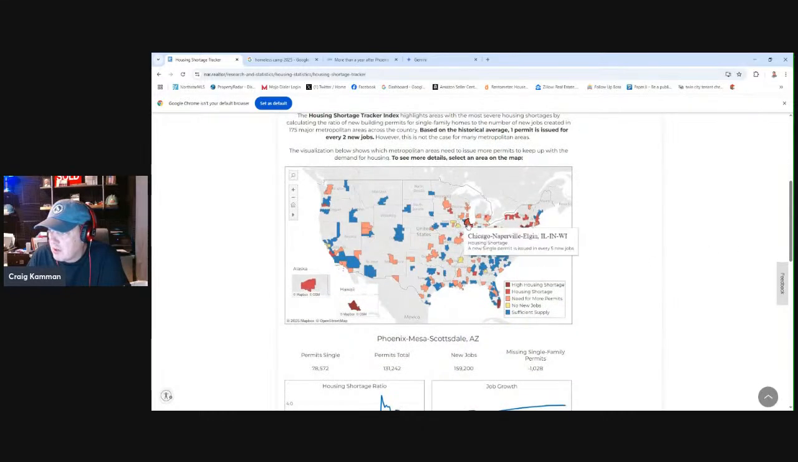You go to Chicago, a new single permit is issued for every 5 new jobs. So Chicago is definitely in a housing shortage. You go to the red and you have Miami, Fort Lauderdale. There's a new single permit issued for every 13 jobs. You get into New York City, a new permit issued for every 14 new jobs.